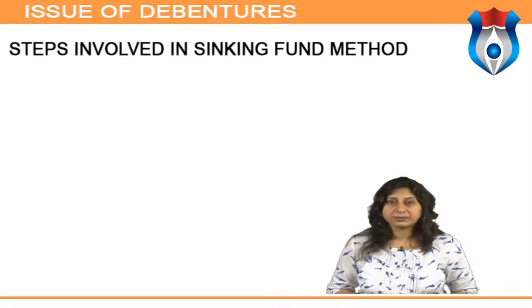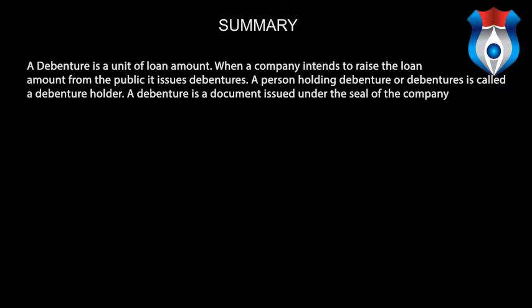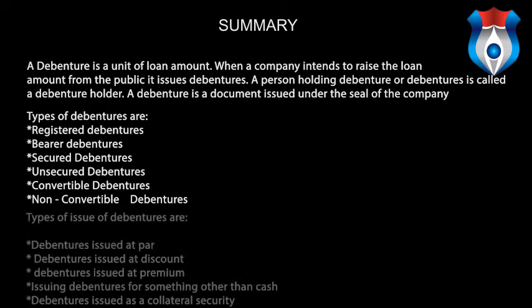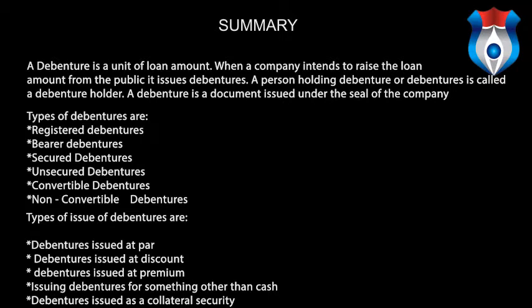Now, in the end, let us summarize what we have learned in this lecture. A debenture is a unit of loan amount. When a company intends to raise the loan amount from the public, it issues debentures. A person holding debenture or debentures is called a debenture holder. A debenture is a document issued under the seal of the company. Types of debentures are registered debentures, bearer debentures, secured debentures, unsecured debentures, convertible debentures, and non-convertible debentures.